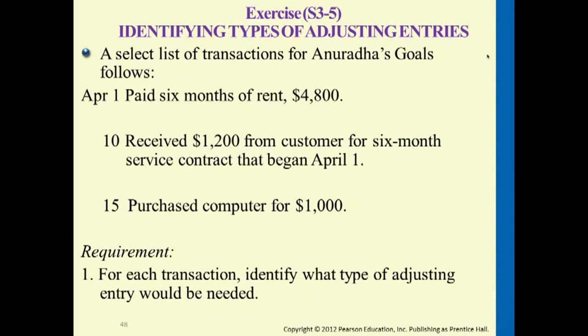All right, let's work on a few examples. Okay, you'll have a better idea how this actually works. For these transactions, I just want you to identify among the 5 categories of adjusting entries which ones these fall under. Just the title. So, paid 6 months of rent, $4,800. Which category would that fall under?